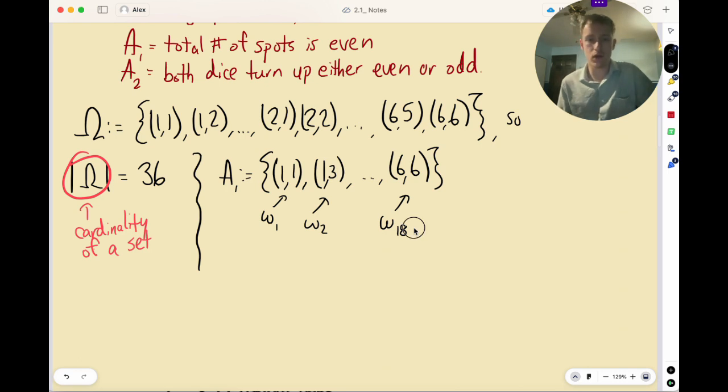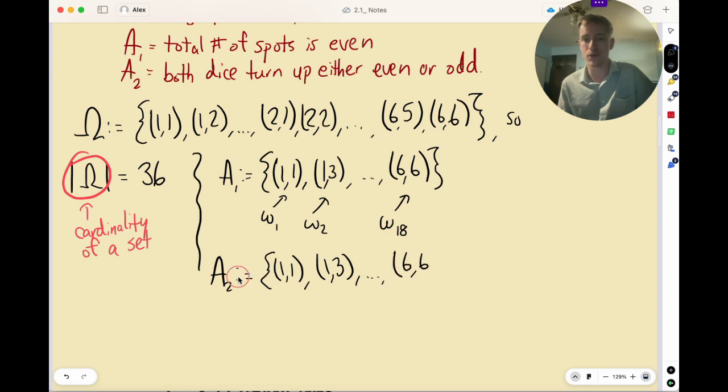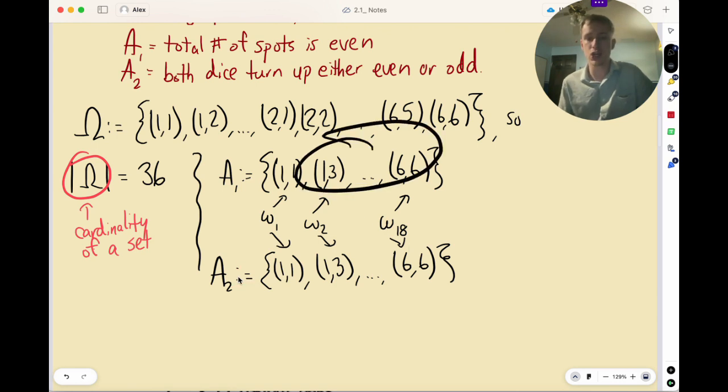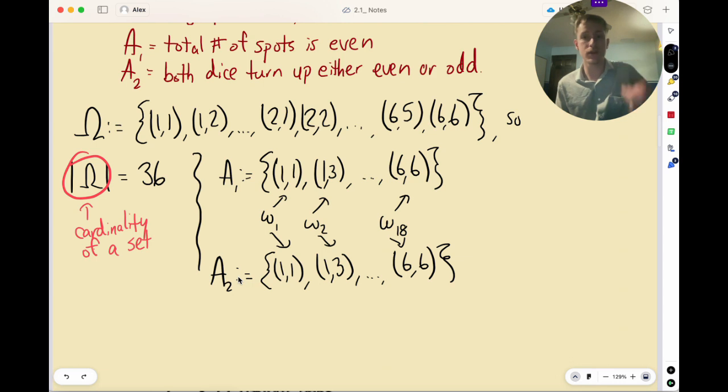And likewise, if you start enumerating the event A2, when do both dice turn up either even or odd? Well, let's see. 1, 1, they're both odd. 1, 2, one's odd, one's even. 1, 3, they're both odd, and so on and so forth. And you'll realize after counting, 6, 6 are both even, they're the same elements. So we have that omega 1 is that, omega 2 is also that, omega 18 is also that. So since everything in here is also in here, and vice versa, we say that A1 is equal to A2.